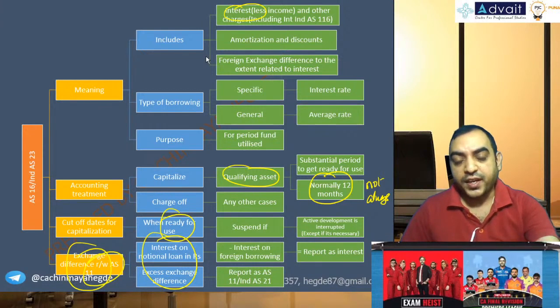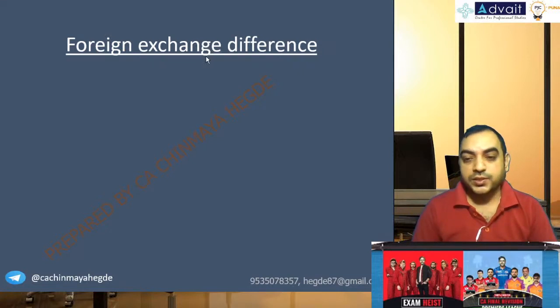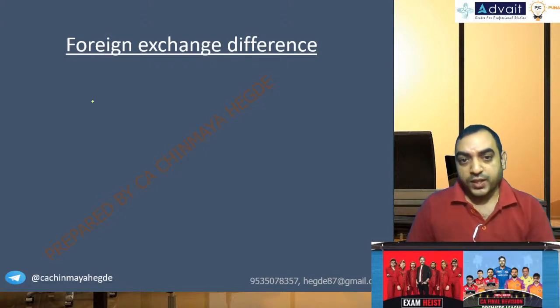Okay, hope things are fine. Let's go to the most important, the foreign exchange difference. This standard is more specific for Indian level companies or developing companies, because this situation would arise only in these type of economies.